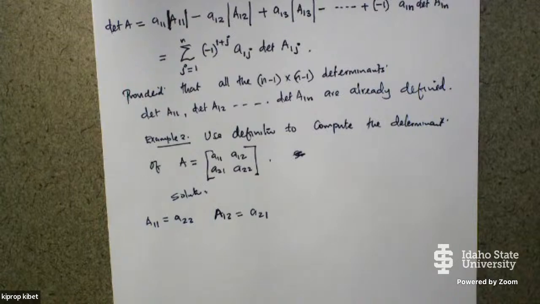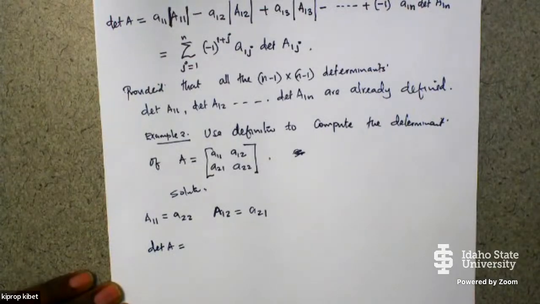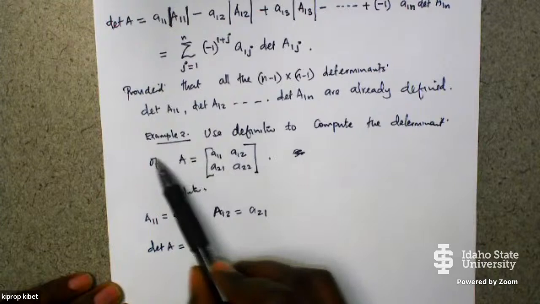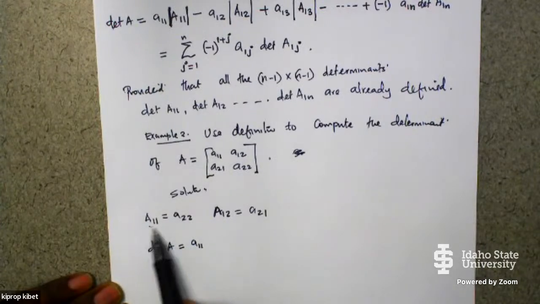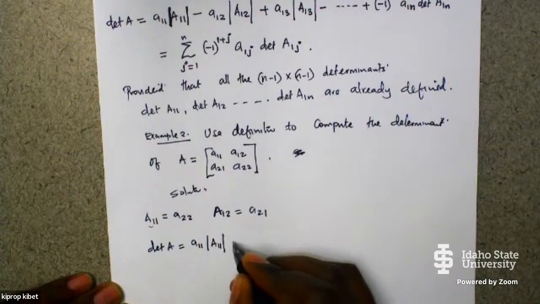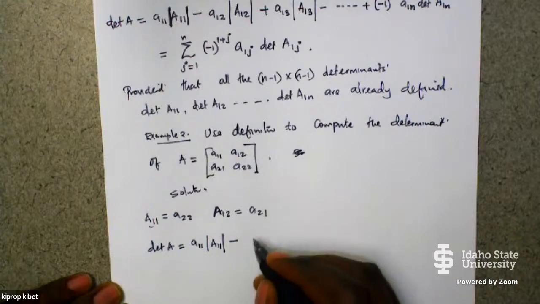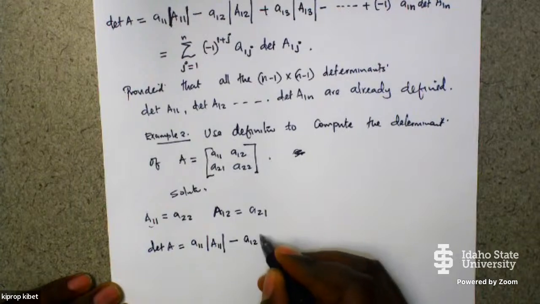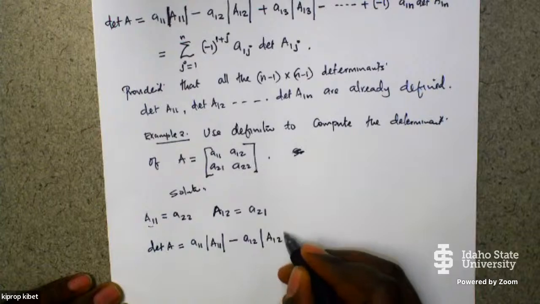So to get the determinant of A, it is the same as a11. We use the first row. So it is a11 multiplied by the determinant of A11, minus, since this is the second one, a12 multiplied by the determinant of A12.